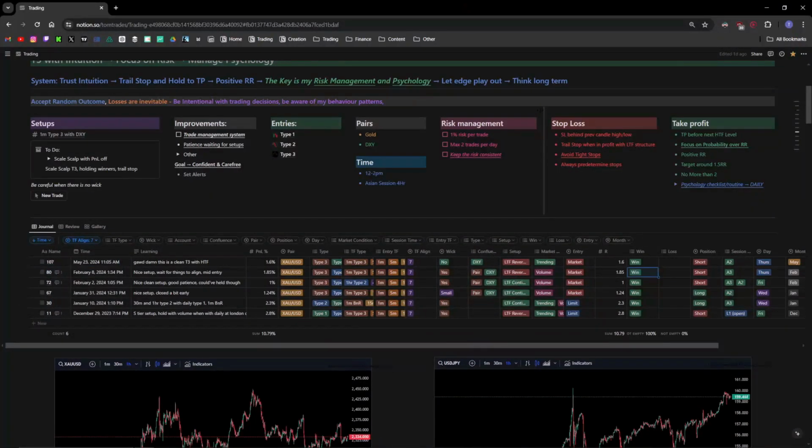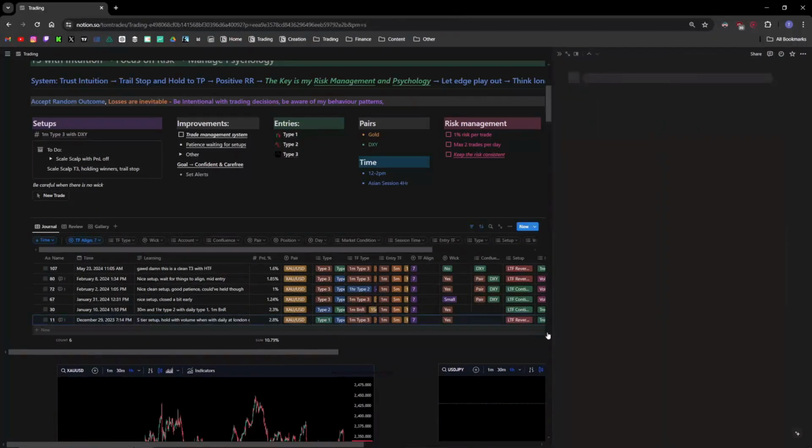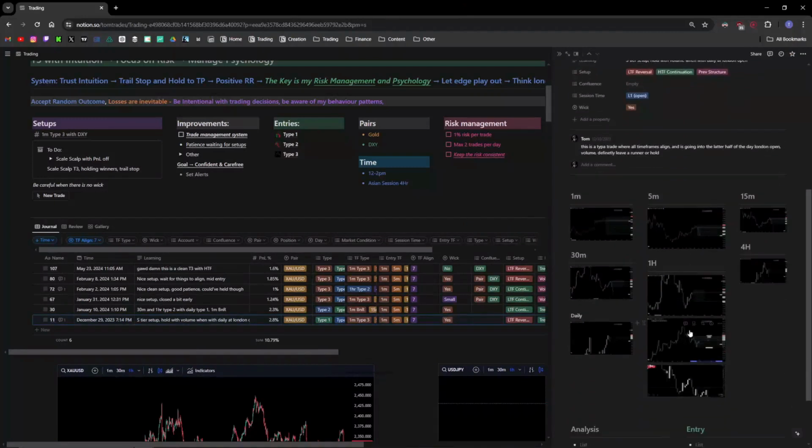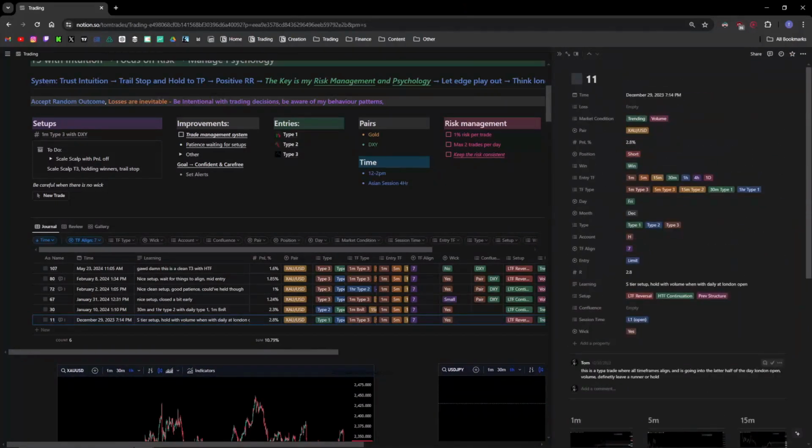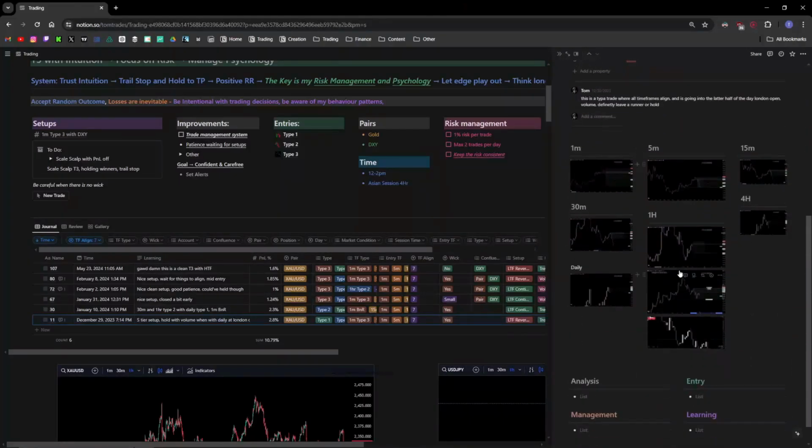So all time frames are aligning. I haven't lost on this yet. Doesn't mean I won't, but this is probably the cleanest. When you have all time frames aligning here, 1 minute, 5, 30, all these different things, this is when direction's clear. You have very clear direction.